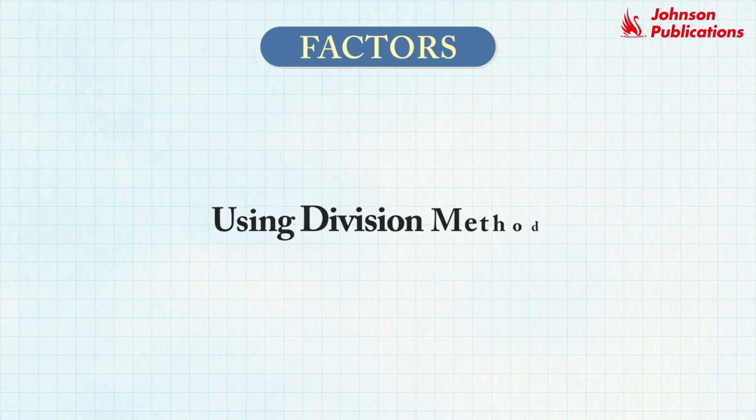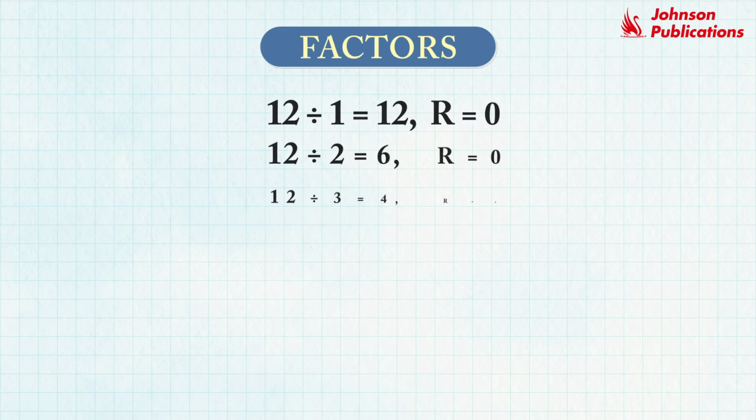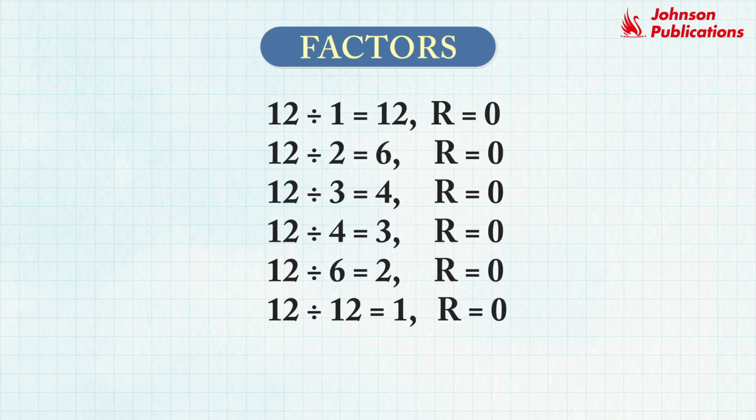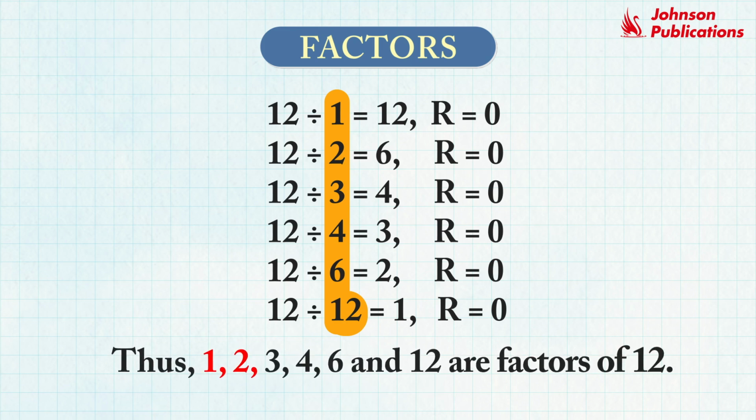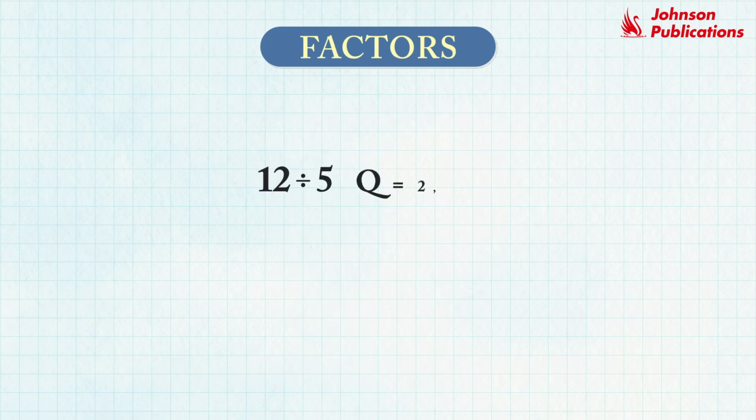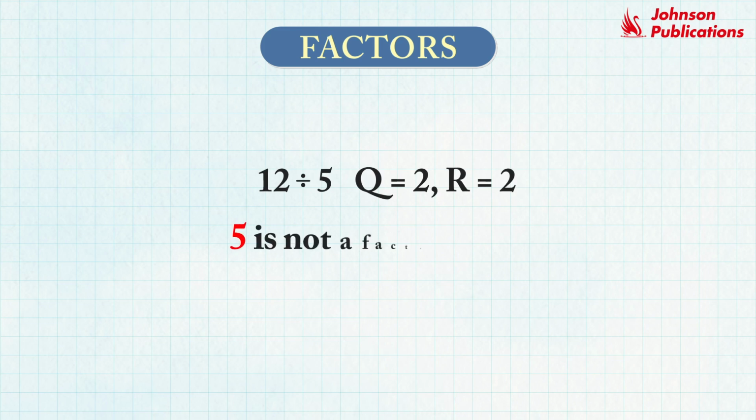Let us find the factors using the division method. 12 leaves 0 remainder when divided by 1, 2, 3, 4, 6 and 12. Thus, 1, 2, 3, 4, 6 and 12 are factors of 12. 12 when divided by 5 leaves 2 as remainder. Thus, 5 is not a factor of 12.